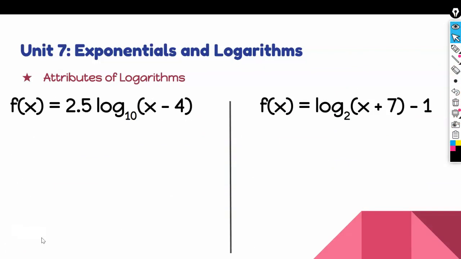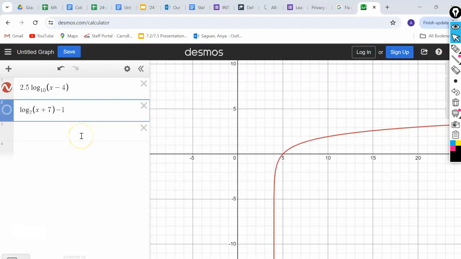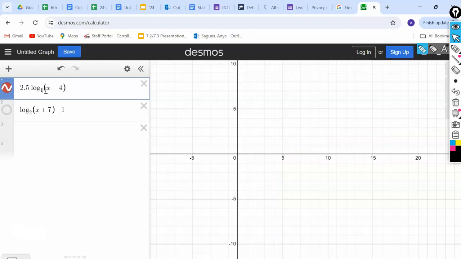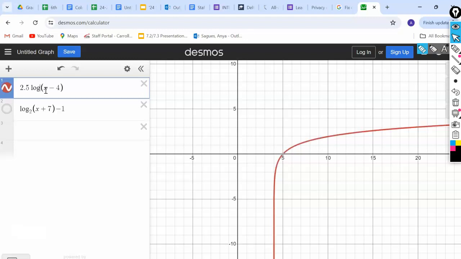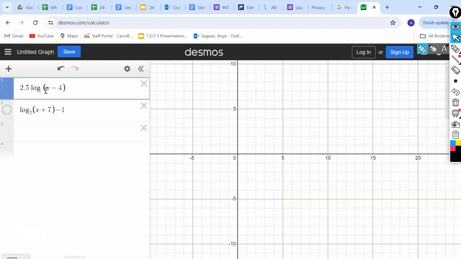Okay, so next for attributes of logarithms, we're going to talk about the logarithms. And we're also going to go back to Desmos for this one. So I'm going to hop over to Desmos. Okay, starting out with 2.5 times log base 10 of x minus 4. That's our red graph that we see here right now. And one thing that I want to note, and I'll mention it again, is that if you see something without a base, it is the same thing as log base 10. Because look, I don't have a base 10, and then I have a base 10. It is the same thing.